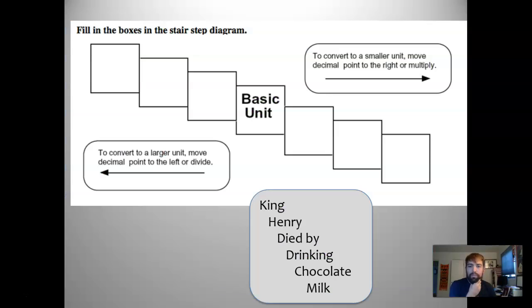But it's important to think about the metric system here, and I really want you to try to take note of this, write it down, and memorize it as much as possible. It's very helpful. You can remember it by saying, King Henry died by drinking chocolate milk.